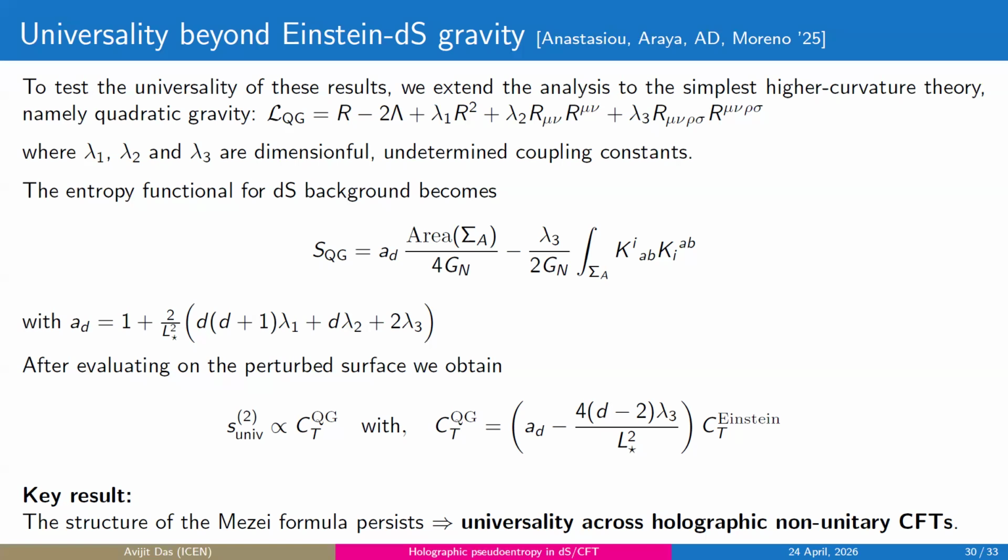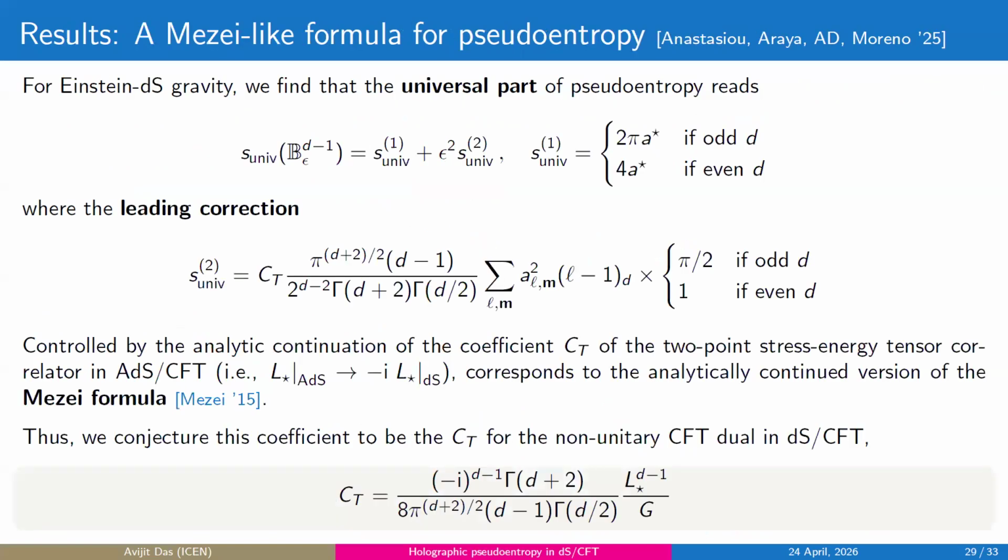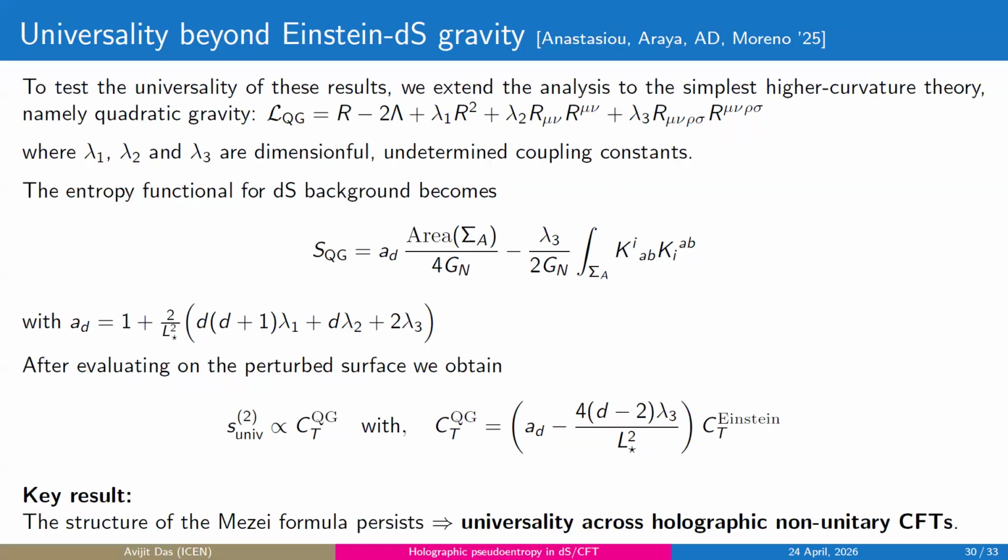So basically it is a universal formula. For different theories, the CT could be different, but ultimately the result will be the same. The structure will be the same.